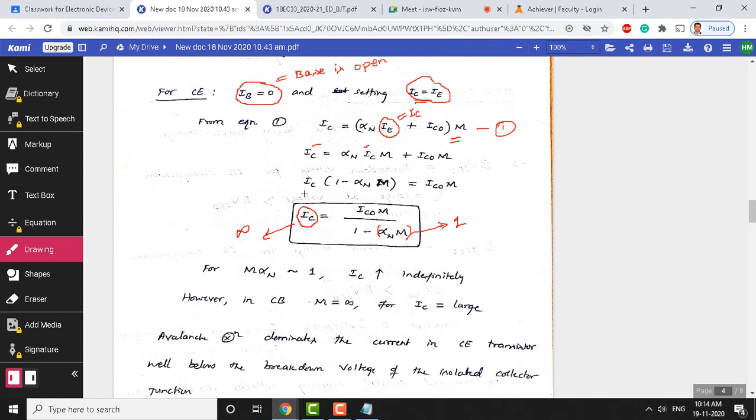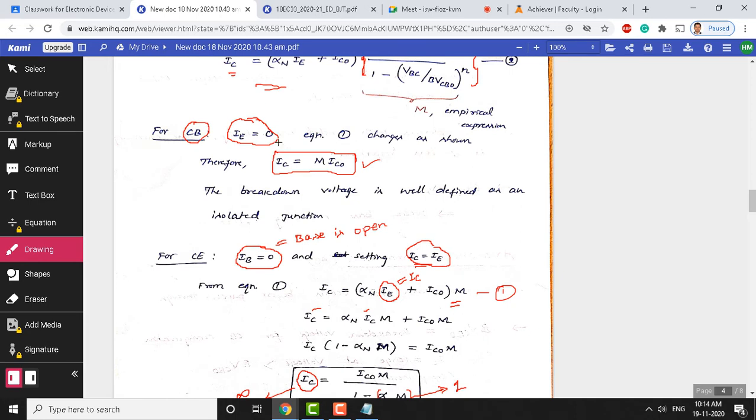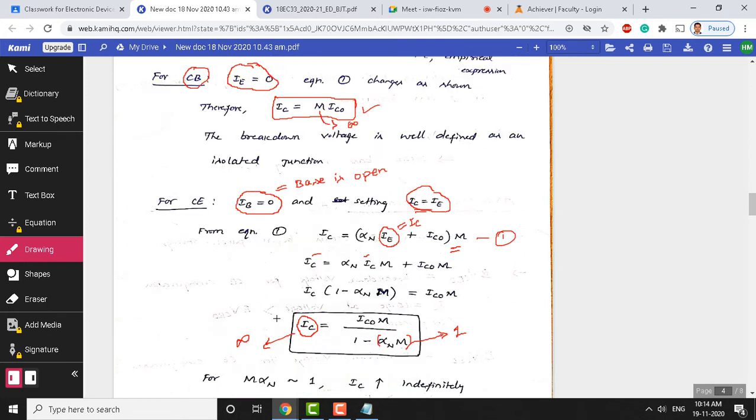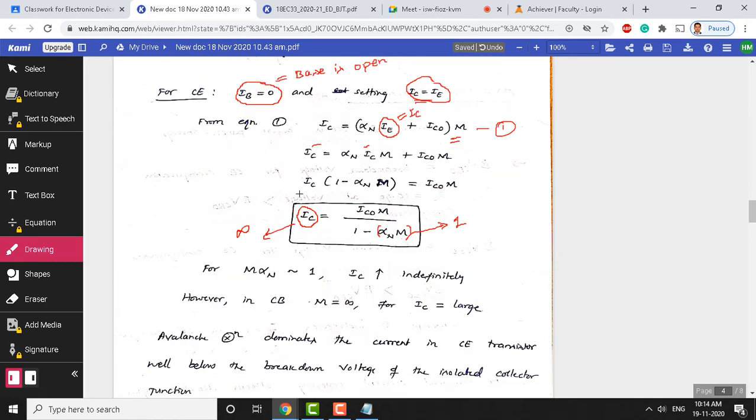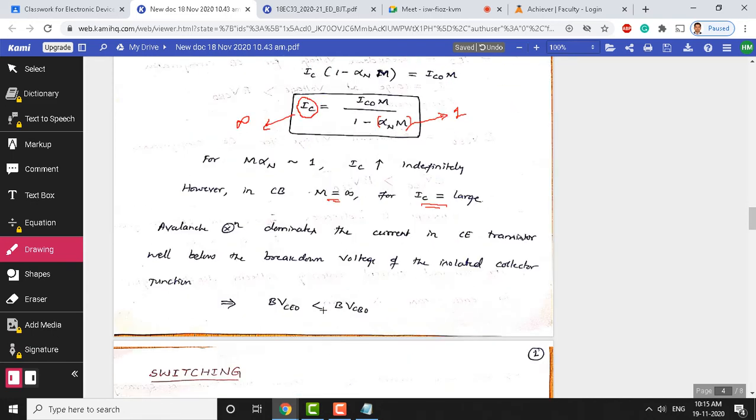To achieve the same thing in the common base configuration, to have an infinite or indefinite collector current, you need to make m as infinity here. That is quite difficult. So to achieve the same effect in the common base configuration, we need to make m as infinity. When you make m as infinity, then there is an indefinite increase in the collector current. So, the summary is, the avalanche multiplication dominates the current in the common emitter transistor.